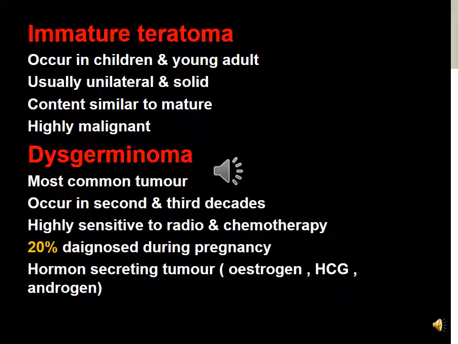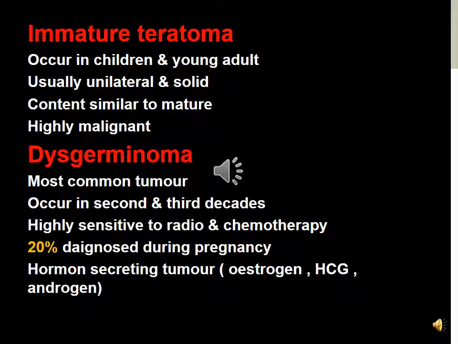Immature teratoma. The difference between mature and immature: immature occurs in children and young adults, mature in the reproductive age group. Immature teratoma is solid in nature. Mature teratoma is cystic. Immature teratomas are highly malignant. Mature teratomas are benign.